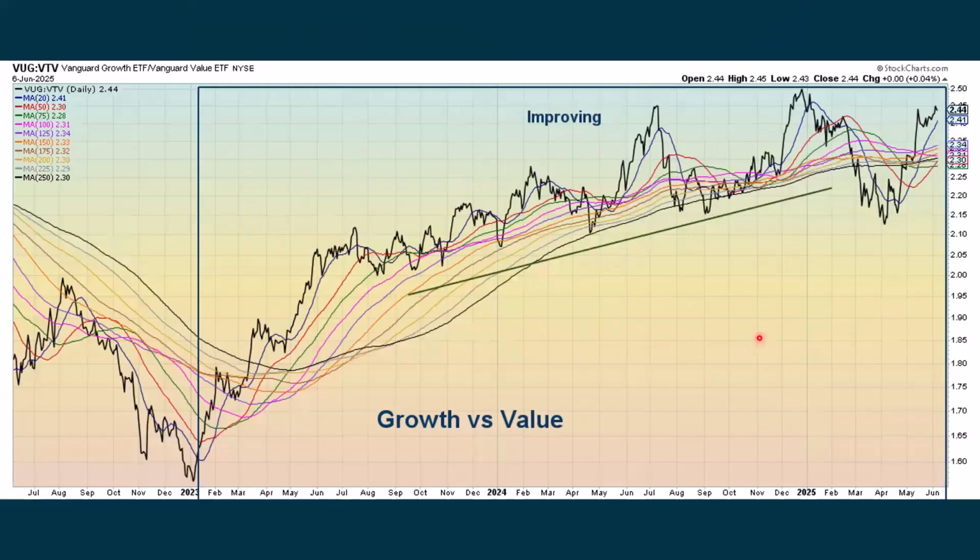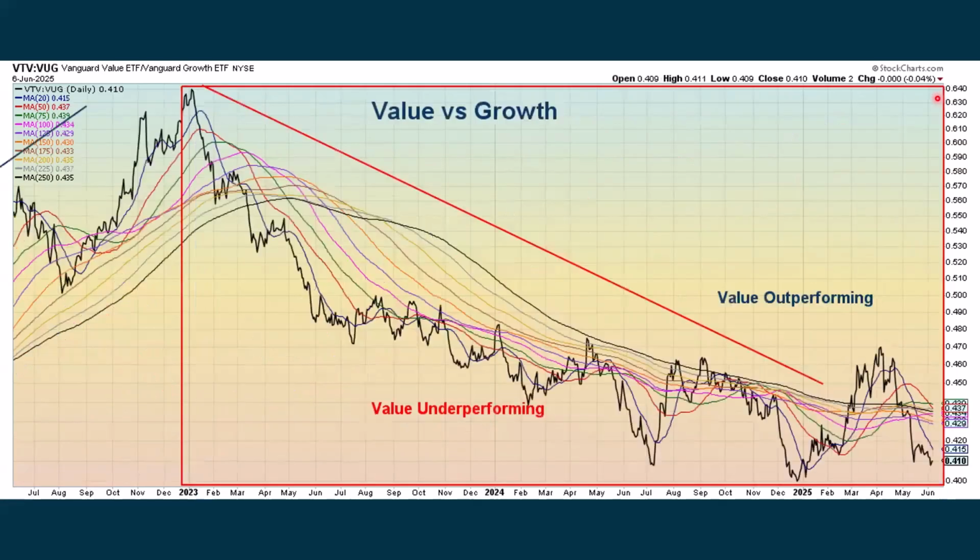And we look at a growth to value ETF and do a ratio. We're above the rainbow, and even though this isn't really busting out to the upside, it is holding on to gains that it had been getting. And then we show here how value has been underperforming growth with those same ETFs.